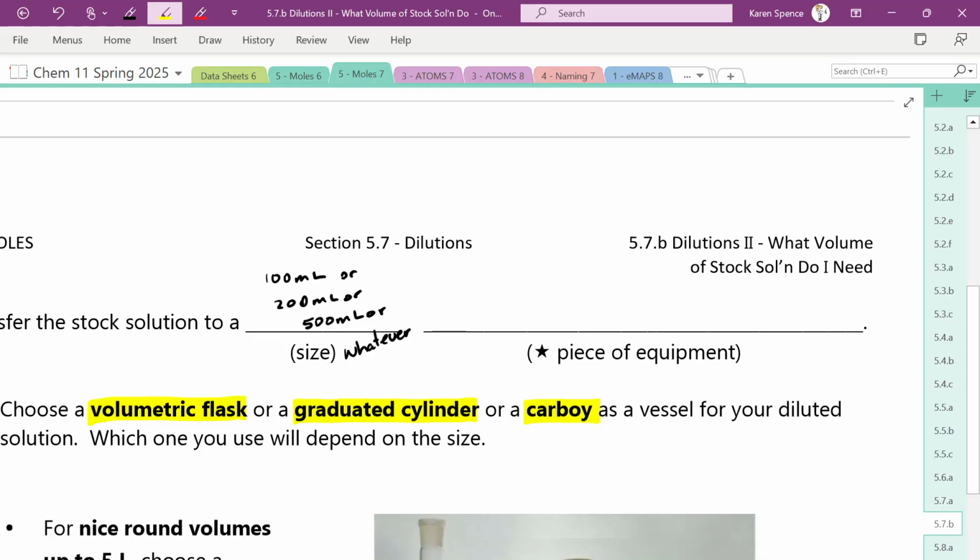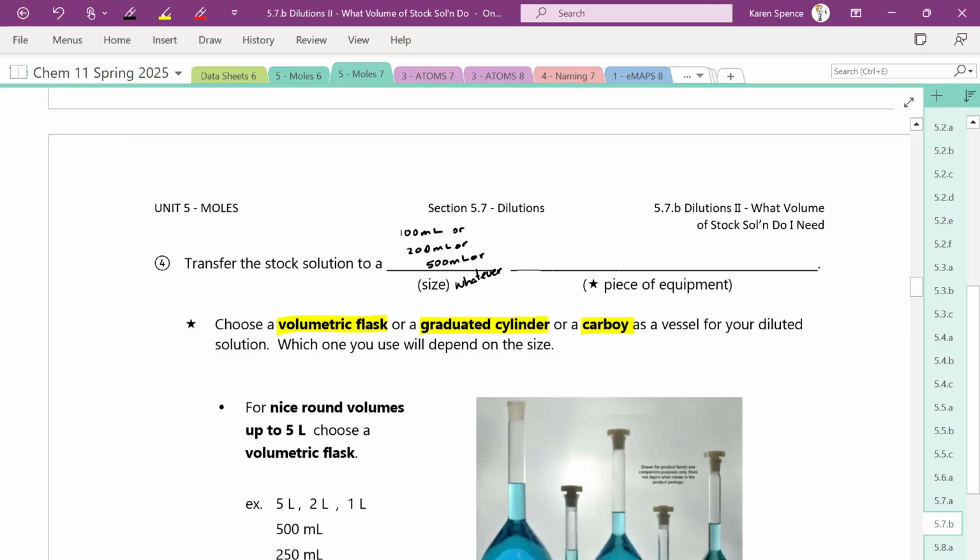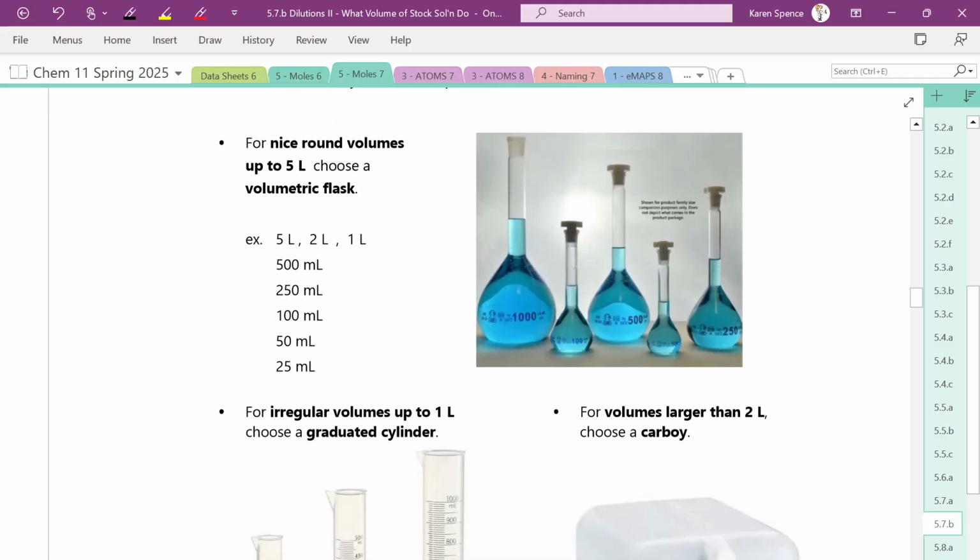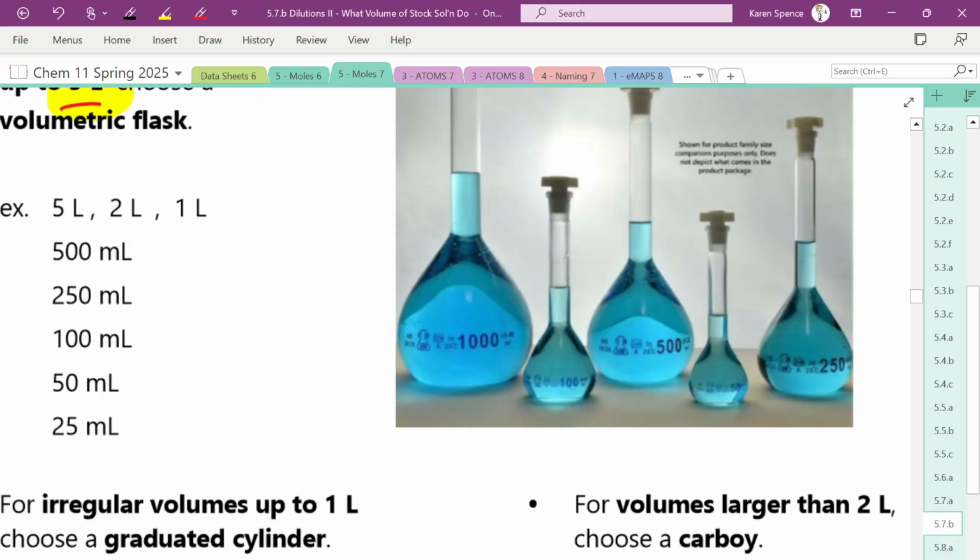But you guys will be working with smaller volumes because we cannot afford to waste that much chemicals and material and even water. It would be a big waste of water. Most of your smaller volumes, up to about 5 liters, you can use a volumetric flask. I'm always going to give you a nice round volume. I'm going to give you a 50 milliliter, or a 25, or a 250, or 100, or a 50, or a 1 to 5 liter kind of flask. Those are your final volumes.